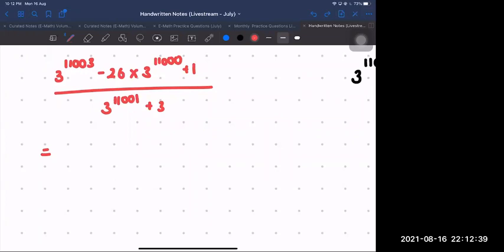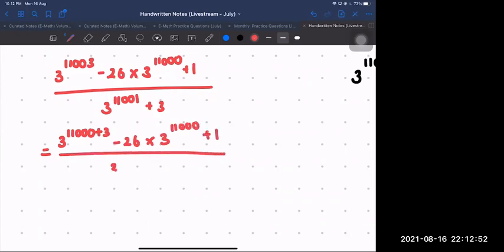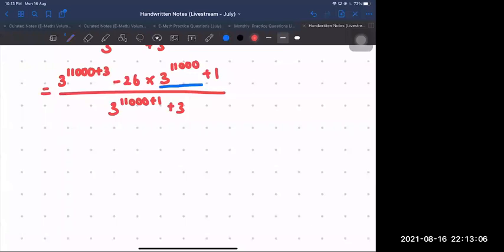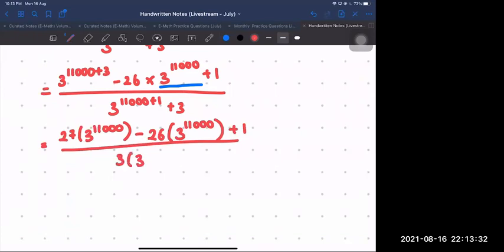Now I'm going to split up the terms a little bit. I'm going to do it as 3 to the power of 11000 plus 3 minus 26 multiplied by 3 to the power of 11000 plus 1 divided by 3 to the power of 11000 plus 1 plus 3. By splitting all the terms up, my goal is to fish out this particular term. By indices law, we can actually split out the terms even more: 27 times 3 to the power of 11000, minus 26 times 3 to the power of 11000, plus 1 divided by 3 to the power of 11000 plus 1. What I've done here is to isolate out 3 to the power of 11000, and that's my objective.